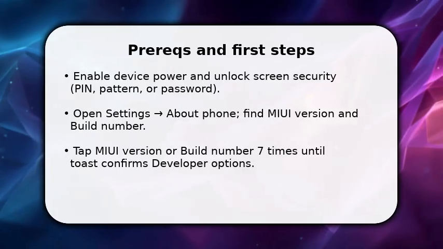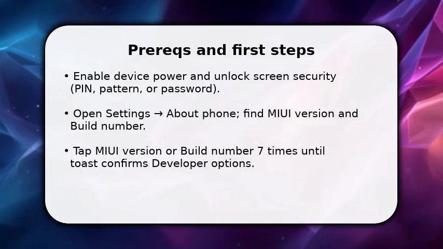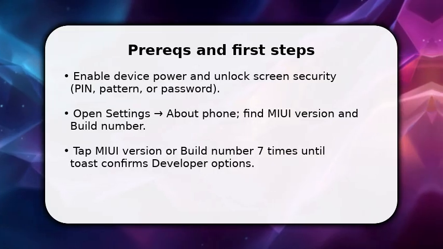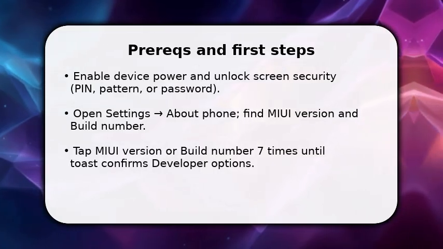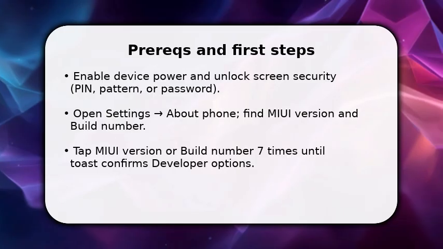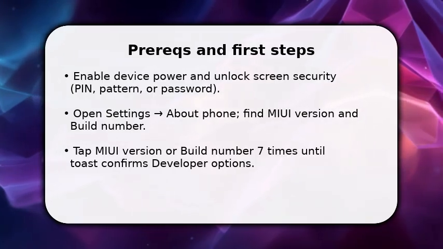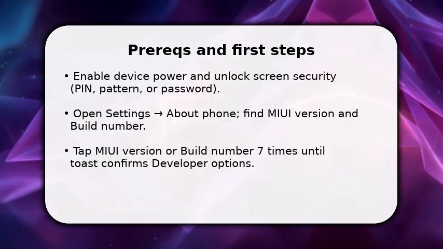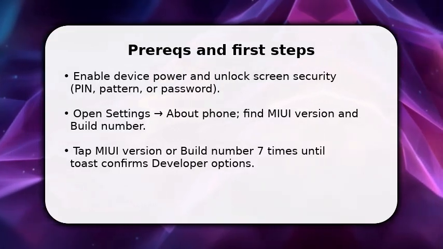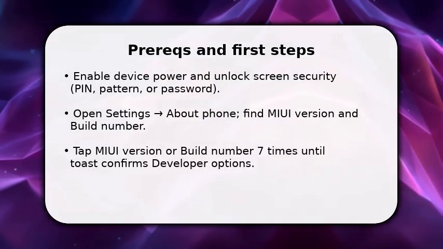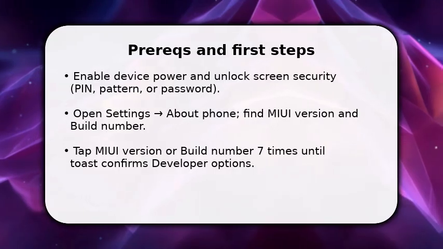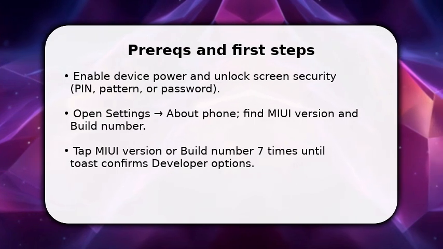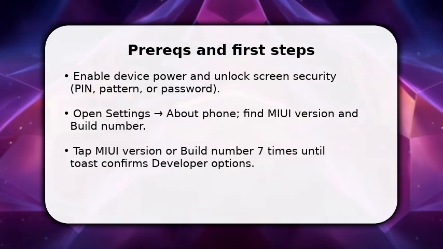You start by confirming basic prerequisites. Make sure the Redmi is powered, unlocked, and you know the screen lock. Open Settings, then About Phone, locate MIUI version or build number. Tap that field rapidly 7 times, you will see a countdown toast or message. Once done, Android tells you developer options are enabled. This direct action flips the flag in system settings. It's quick, and you don't need special tools. Remember to keep the device unlocked during tapping so the interaction registers.